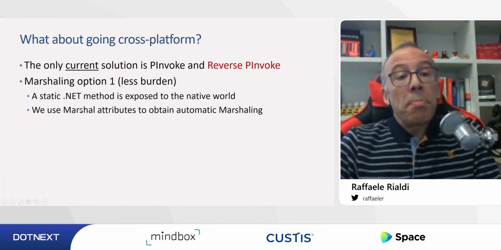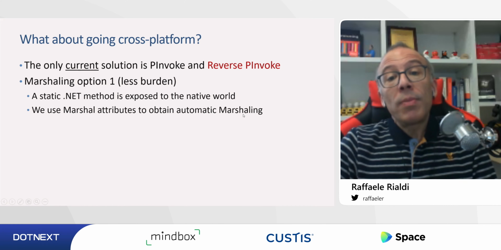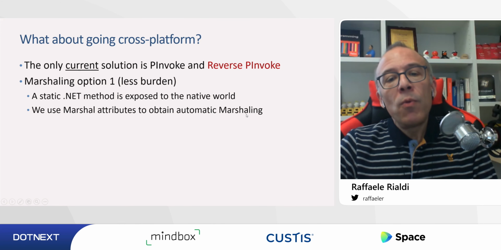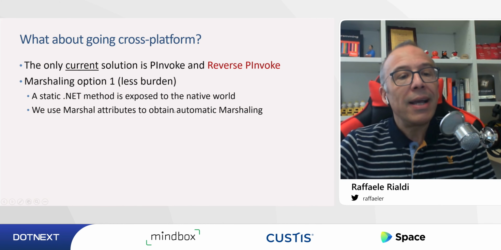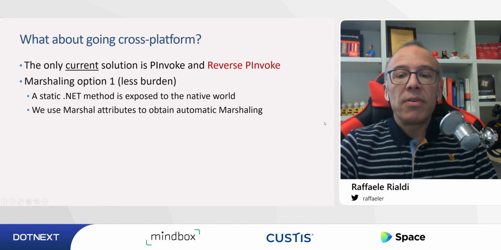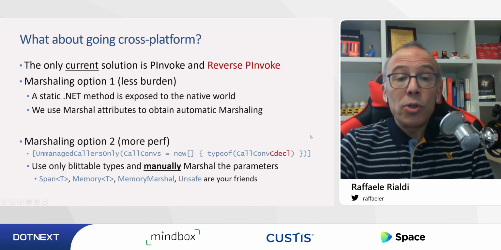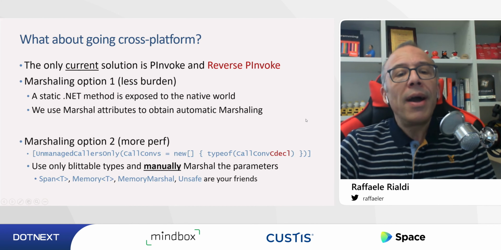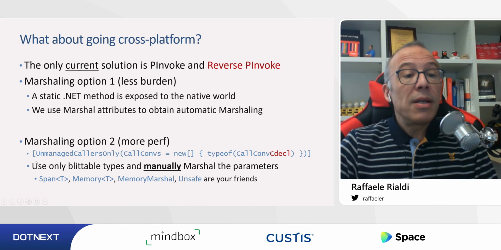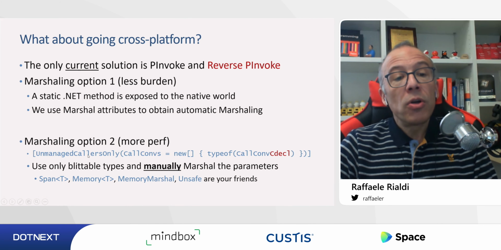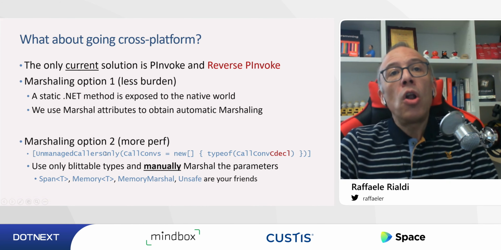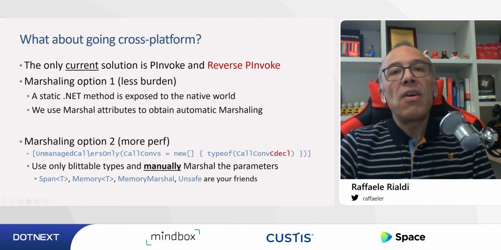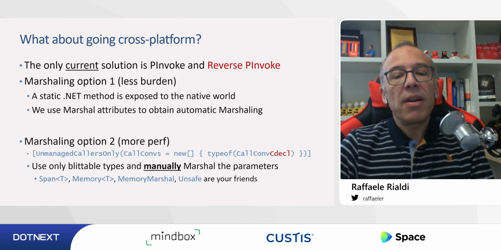And then we can use marshal attributes to obtain automatic marshalling, basically the same we already used for Win32 and all the others. So all the kinds of attributes given for interoperability. Option number 2, which is more performant, but you have to manually take care of it and it can be quite nasty, is to decorate the call with UnmanagedCallersOnly, which says basically, I want this method to be called only from native. So it is kind of special because it's optimized for external calls.